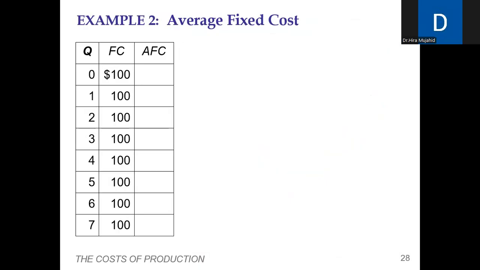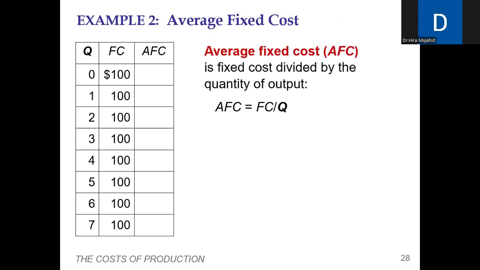Now we're moving to the average fixed cost curve. It will be calculated with the total fixed cost, right? So average fixed cost is the cost divided by the quantity of output. What is the average with respect to output? So it is not constant. It has a different value because on average we are calculating the fixed cost.